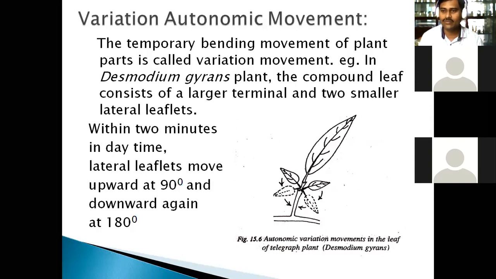So in this way, they continuously move. But this movement is not held for any purpose of growth. So this is temporary movement. Variation movement is always temporary, not permanent. Just like in yesterday's lecture we saw, growth movement is permanent, but variation movement is not permanent. That is a temporary bending movement.